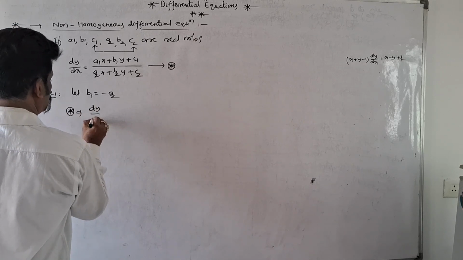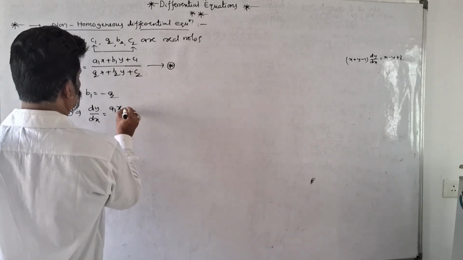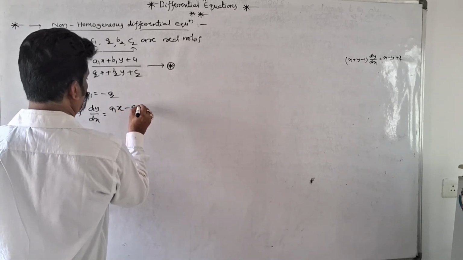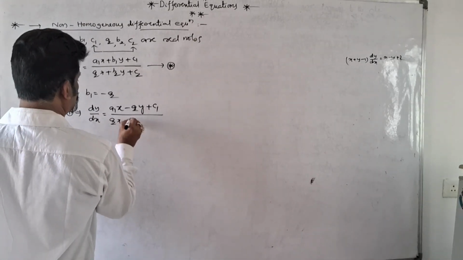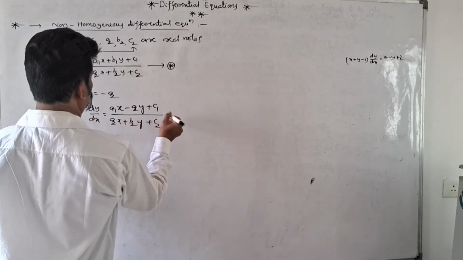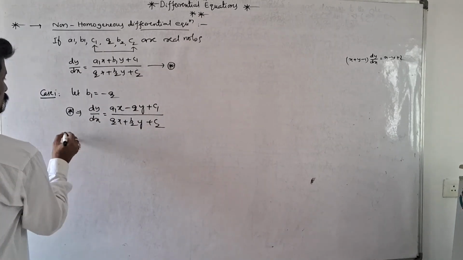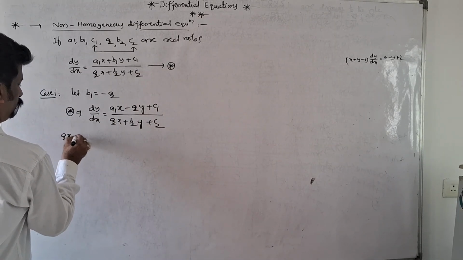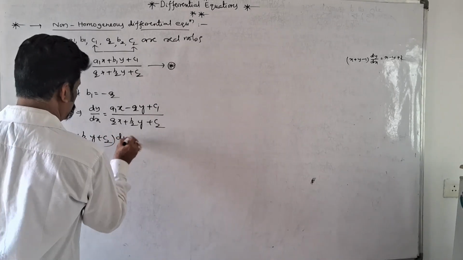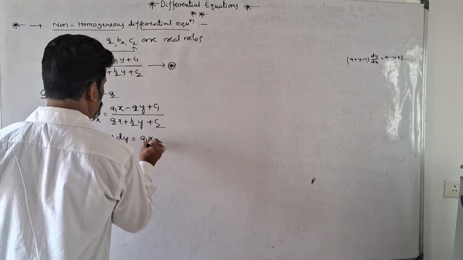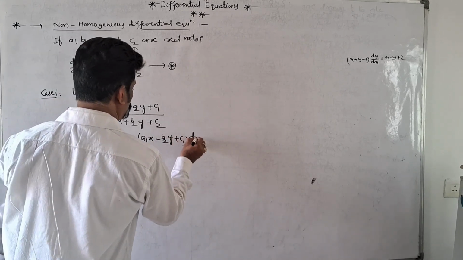Star implies dy by dx is equal to a1x plus b1y, b1 is equal to minus a2, so minus a2y plus c1 by a2x plus b2y plus c2, since b1 is equal to minus a2. Now, cross multiplication: a2x plus b2y plus c2 into dy is equal to a1x minus a2y plus c1 into dx.